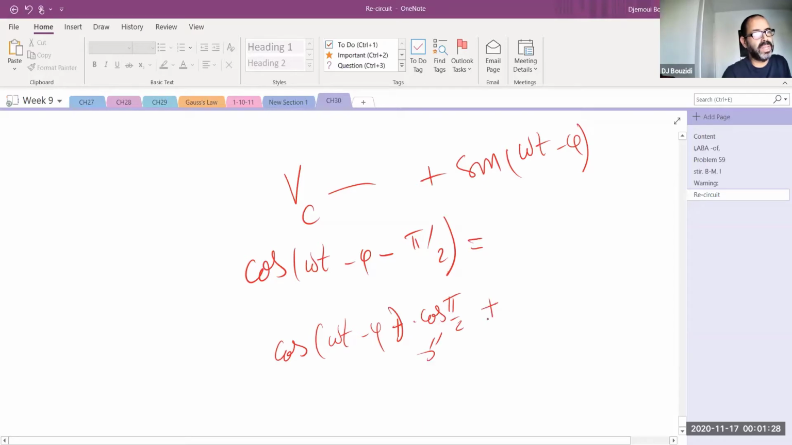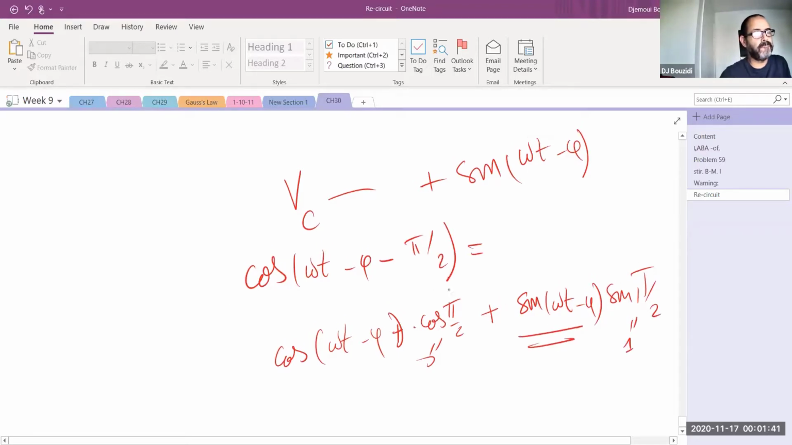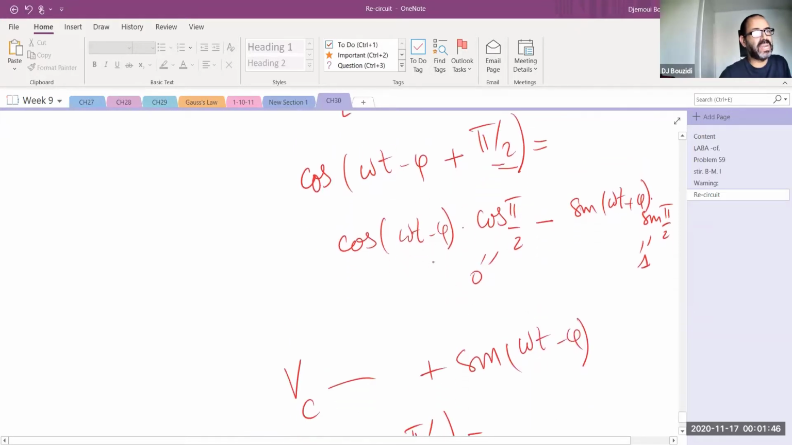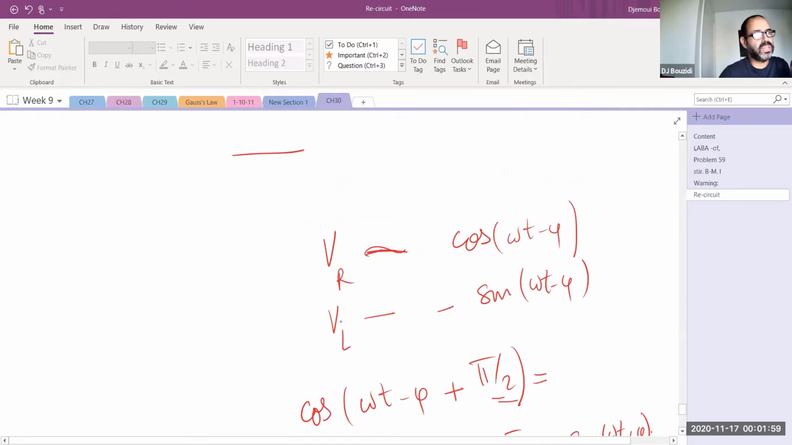Minus, the trig identity will give me a plus, so it becomes the sine of omega t minus phi times the sine of pi over 2. Well, this is 1. So the sine with a positive sign is the same thing as a cos, except with a negative angle. So the voltage across the capacitor, I'm sorry, is lagging behind that of the resistor. The voltage across the inductor is ahead by 90 degrees. So that is taking advantage of this stuff.